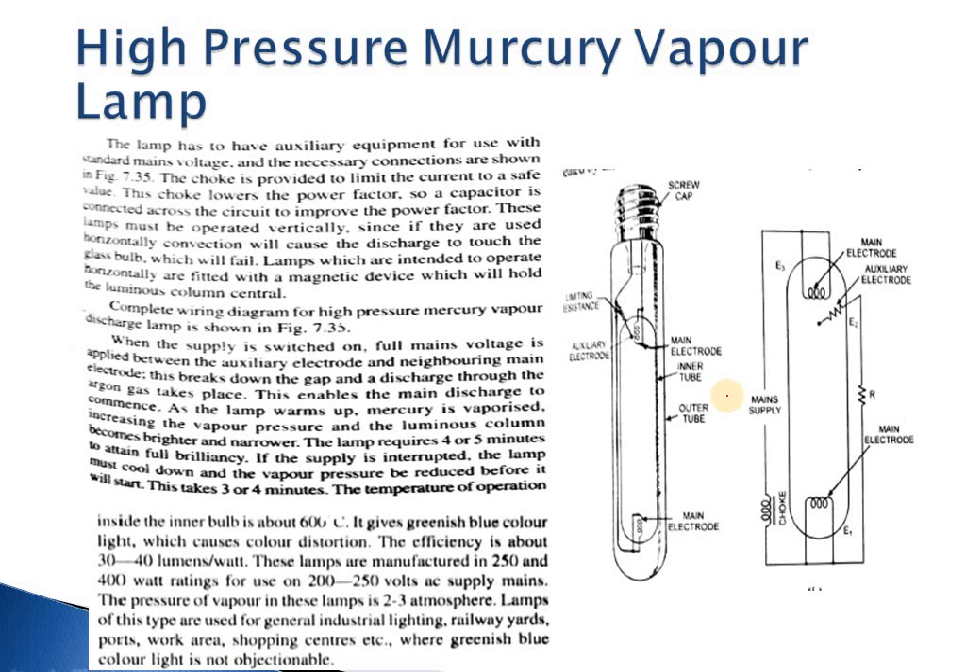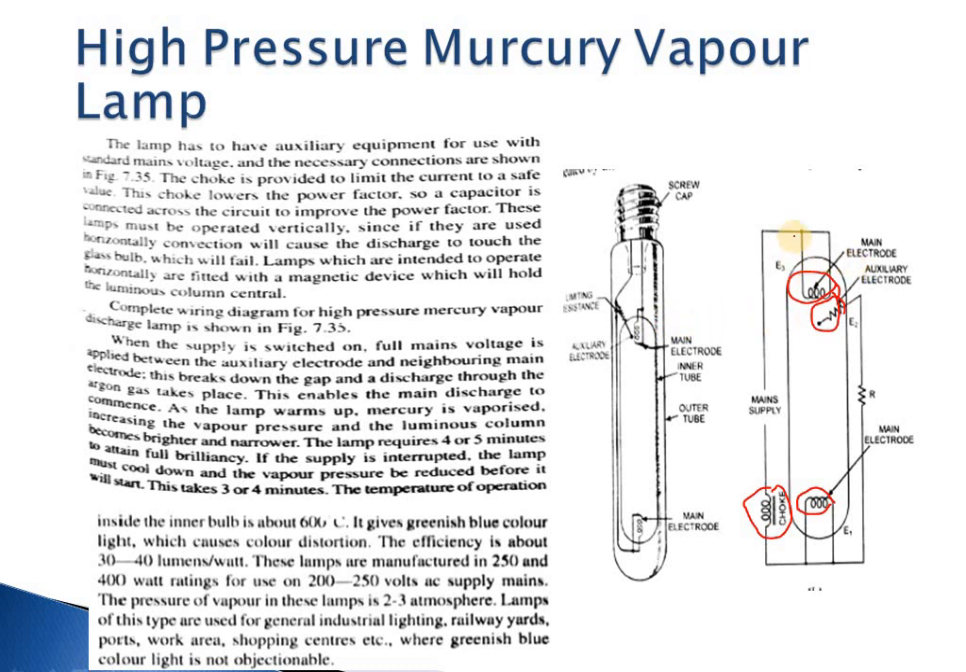This is the mercury vapor lamp, this is the main electrode, and this is the auxiliary electrode. This main electrode is connected with the main supply via a choke. The choke is provided here to limit the current to a safe value. This choke lowers the power factor, so a capacitor is connected across the circuit to improve the power factor.